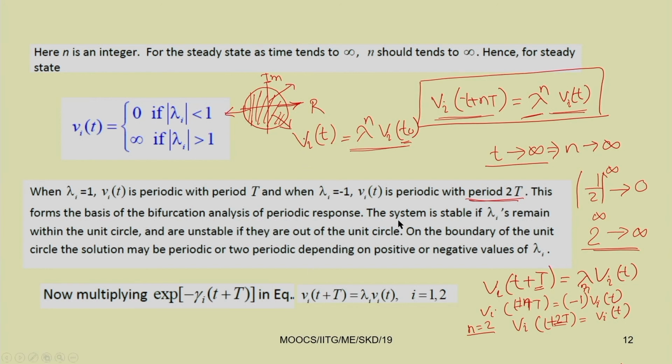So, the system is stable if lambda remains within the unit circle and is unstable if it is outside the unit circle. On the boundary of the unit circle, the solution may be periodic or 2 periodic depending on the positive or negative value of lambda_i. So, if it is positive then it is periodic, and if lambda_i is negative then it is 2 periodic.